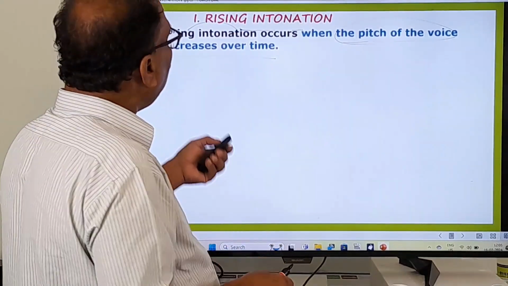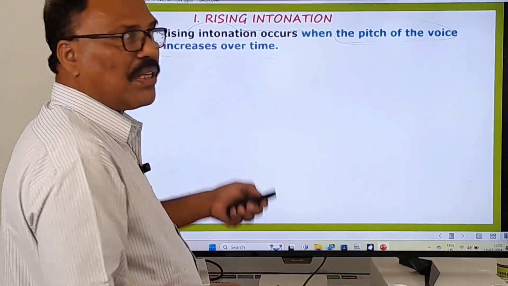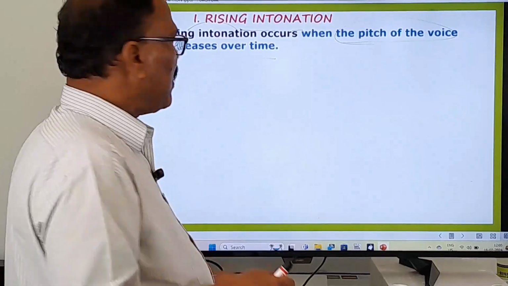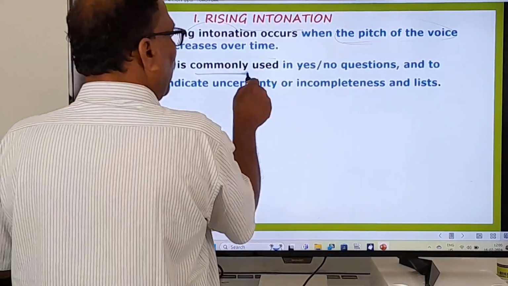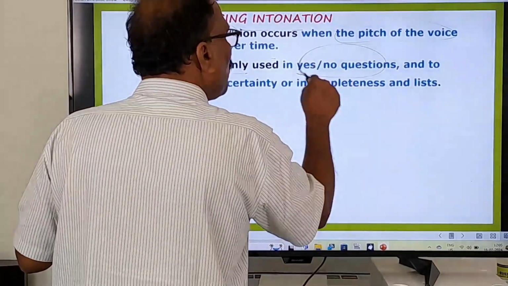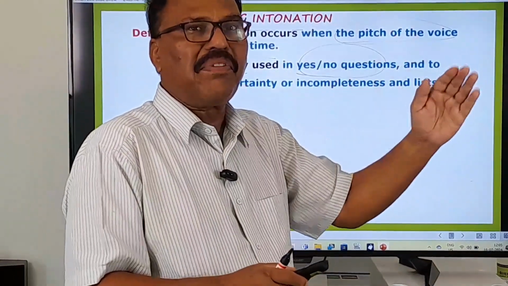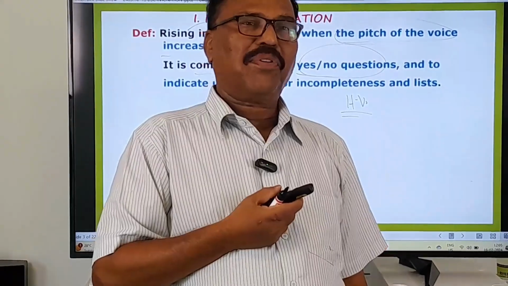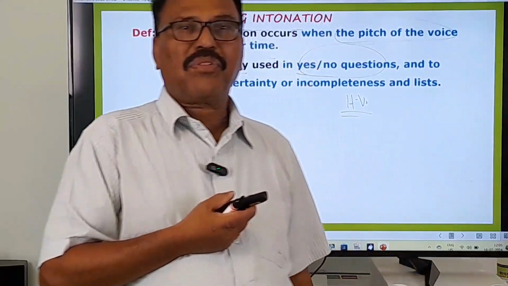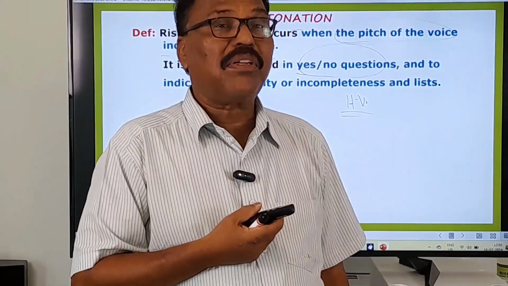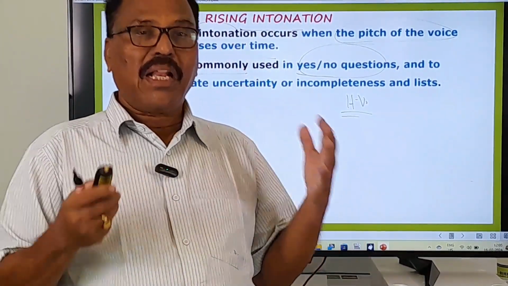So where does this rising intonation occur? Where does this take place? Means here generally, commonly, it is found in the yes/no questions. Yes/no questions means the questions that begin with helping verbs. Okay, all of you know pretty well about the yes/no questions. See, how are they formed? They are formed with helping verbs.